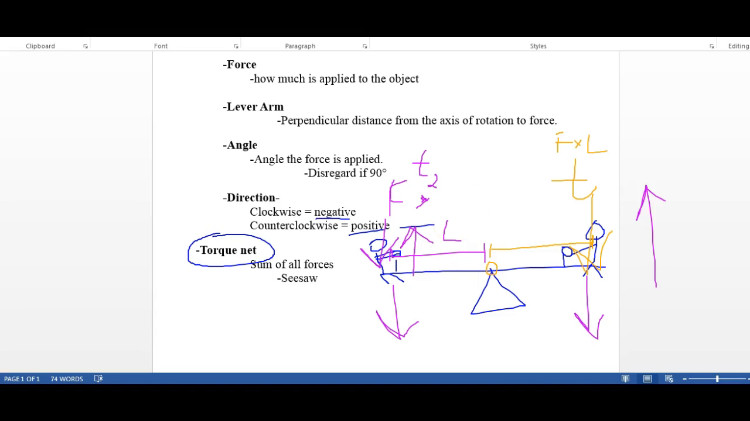And that's kind of your torque notes. Not a lot to them, but let me know if you have any questions. Try the problems in the book. They shouldn't be too hard. And let me know if you have any questions.